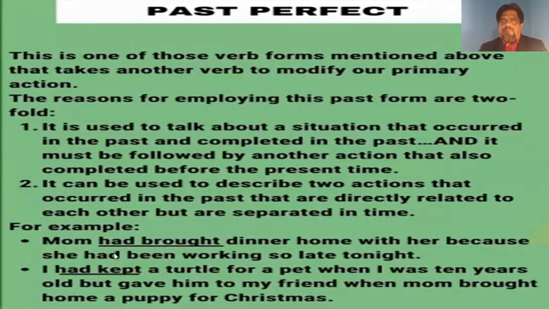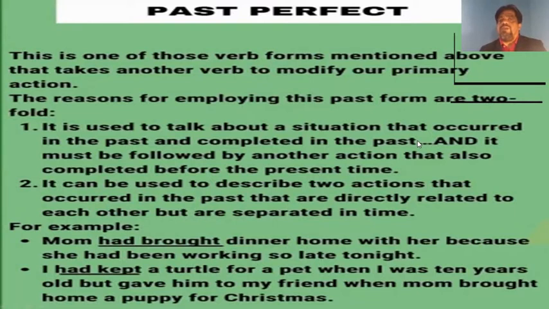Past perfect tense is one verb form where we take one verb before another verb. The reasons for employing this past form are exactly two. It is used to talk about a situation that occurred in the past and completed in the past. So two actions both happened, both finished earlier in a past time. It can be used to describe two actions that occurred in the past that are directly related to each other, but are separated in time.